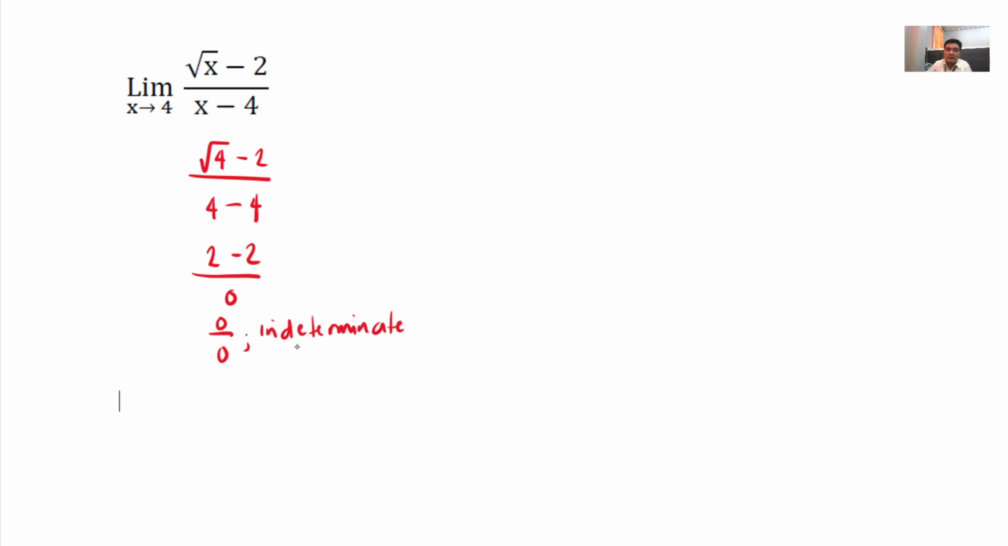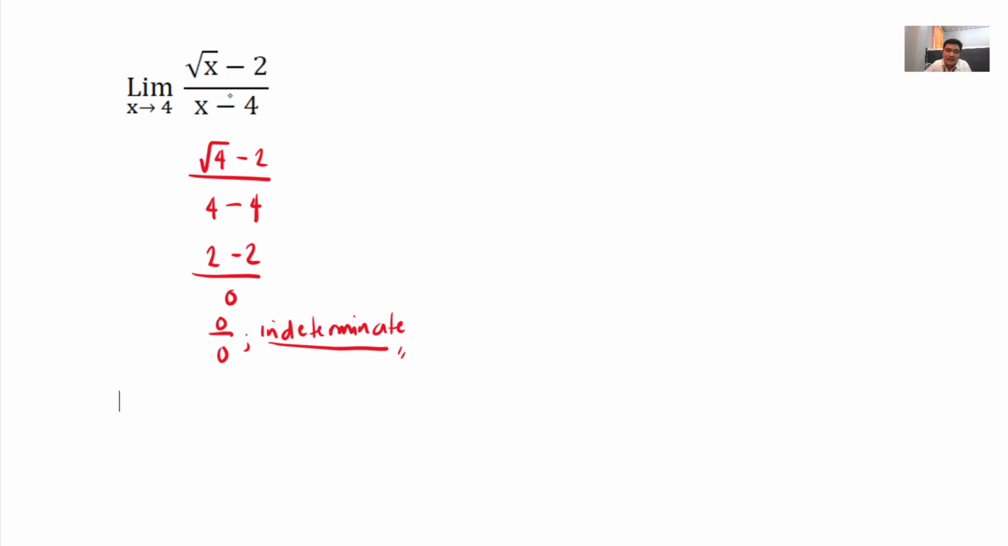And if it is indeterminate, we simplify the function and apply any algebraic technique, di ba? So here, class, ang gagawin ko dito is gagawin kong difference of two perfect square, okay? Or anong gagawin ko dyan? No, it's not difference of perfect square.